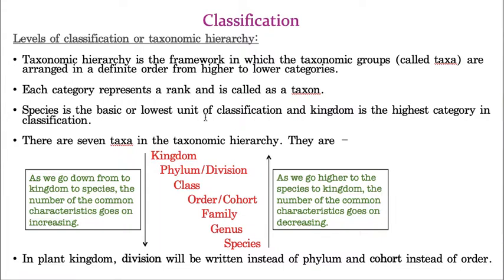What is taxonomic hierarchy? See, for example, I found one organism. I should not classify that organism in the way I like. See, there are certain rules. For example, when you are going on the road, we have to follow the set of rules framed by the government. For example, a red signal is there.